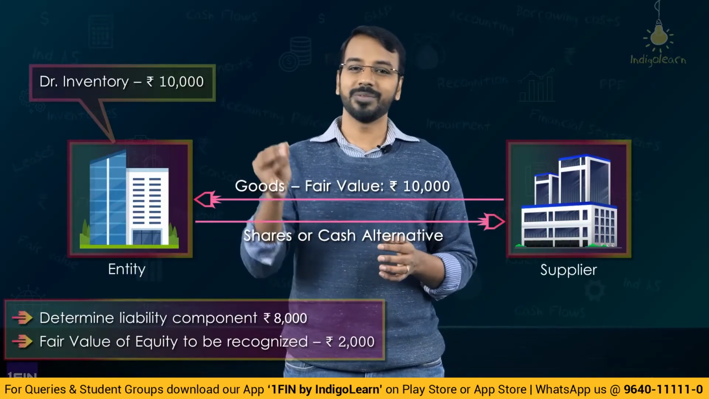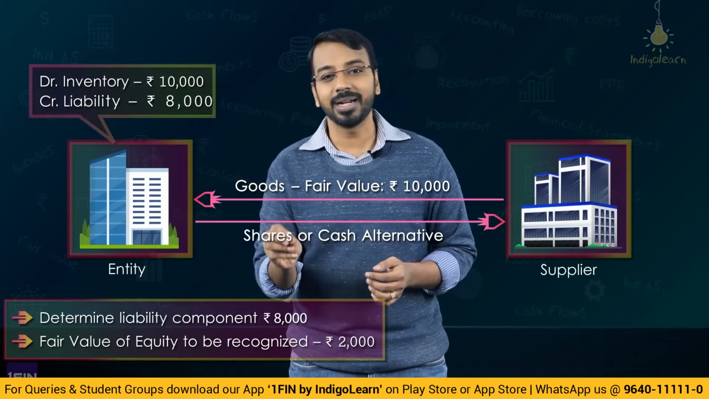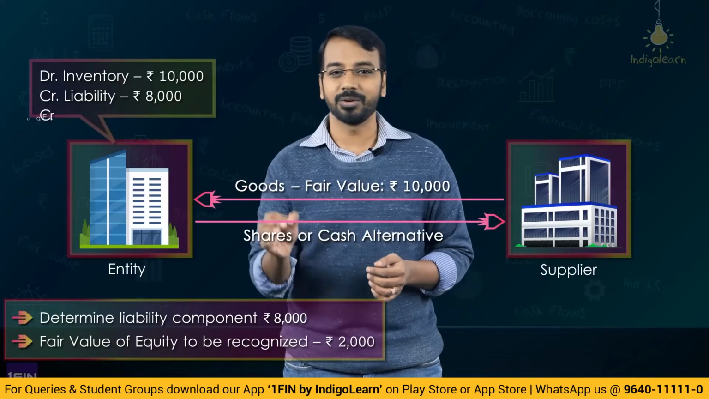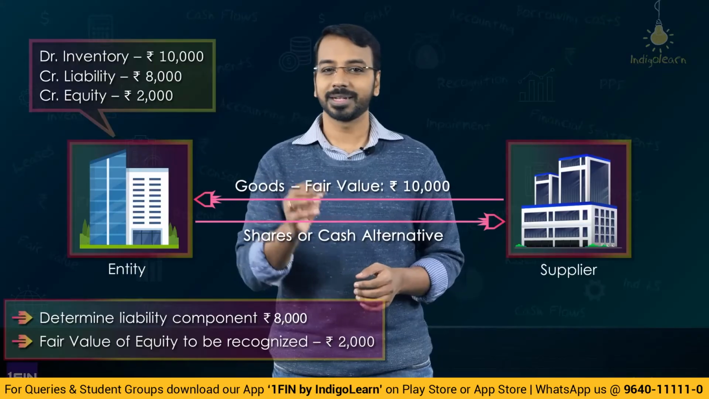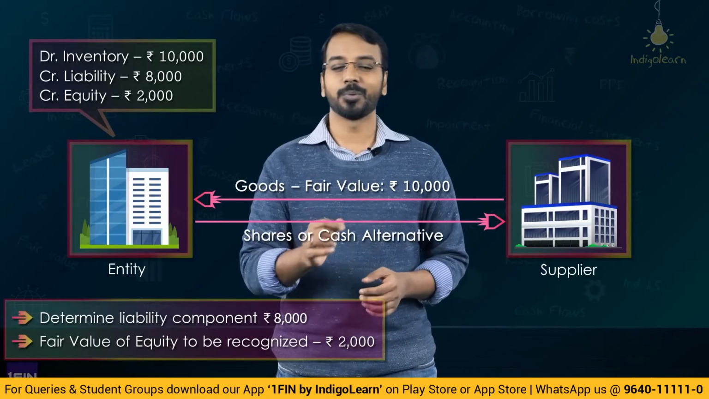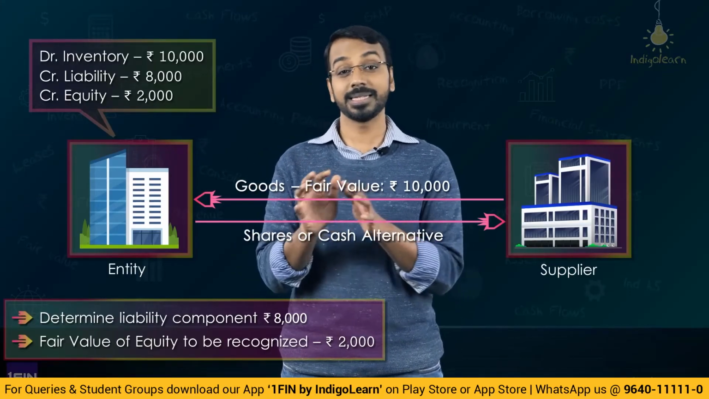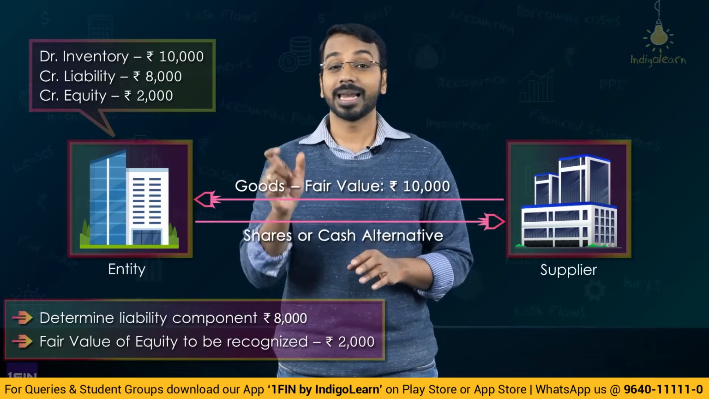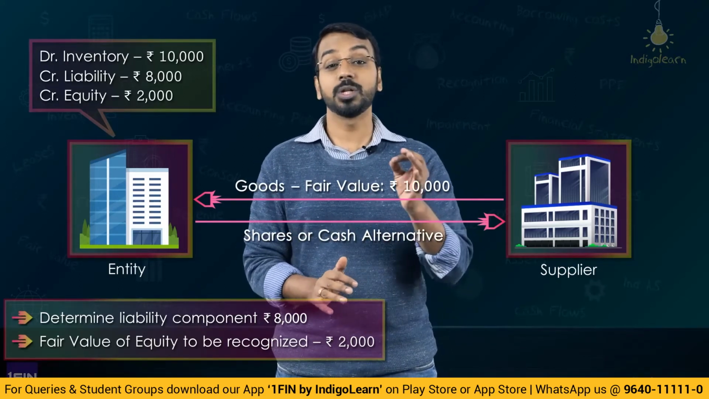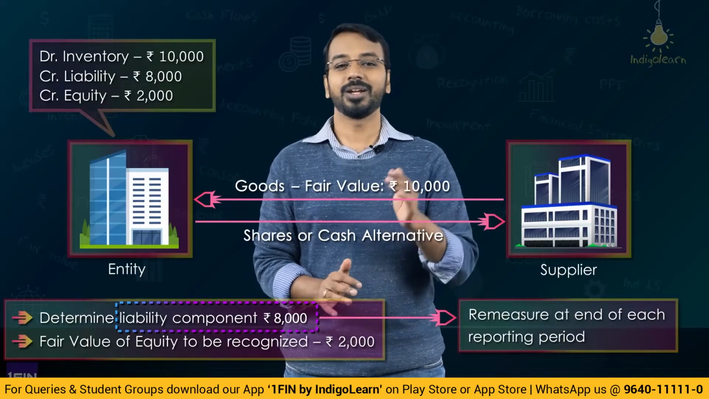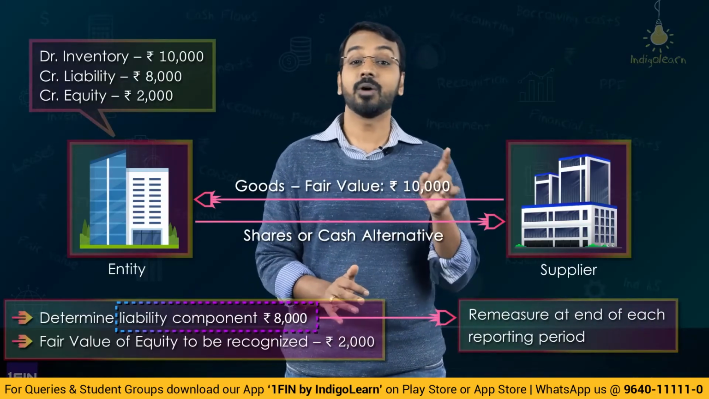So you will debit inventory by 10,000, to liability 8,000 and to equity component 2,000. Now friends, once you have recognized a liability component as well as an equity component, please keep one thing in mind: for the liability component, which is a cash settled transaction, you will have to remeasure the fair value at the end of each reporting period till the time of settlement.